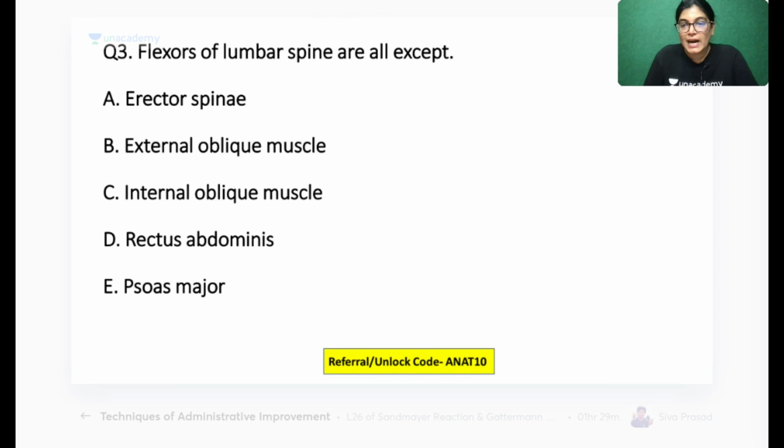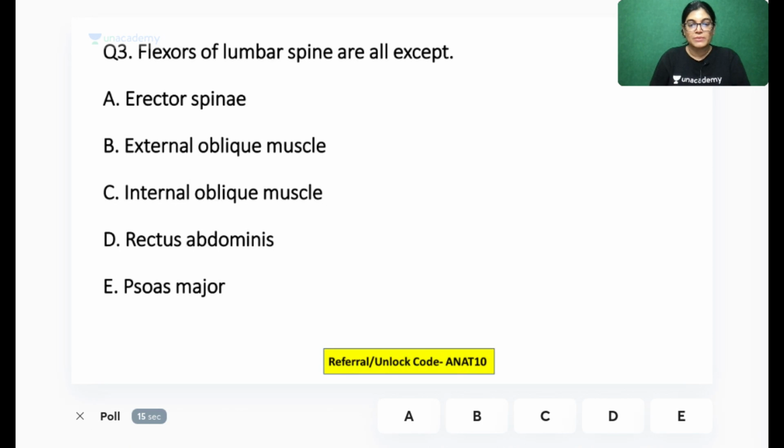Absolutely right, RN, absolutely right, dear. Flexors of lumbar spine are all except: erector spinae, external oblique muscle, internal oblique, rectus abdominis, and psoas major muscle. According to you, which is the correct answer? Which among the following is not the flexor, but just the opposite of it, you can say. So mark your correct answer. Your time starts now.